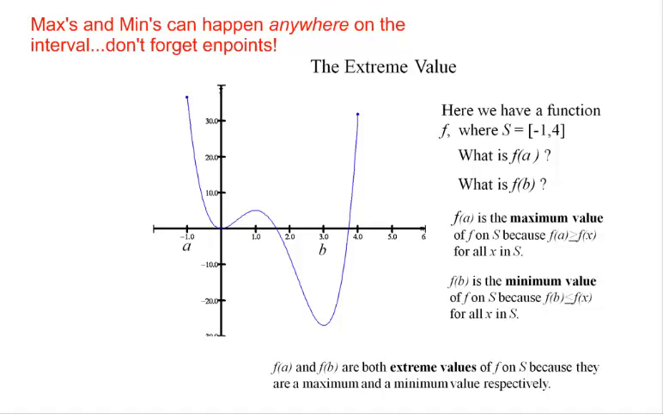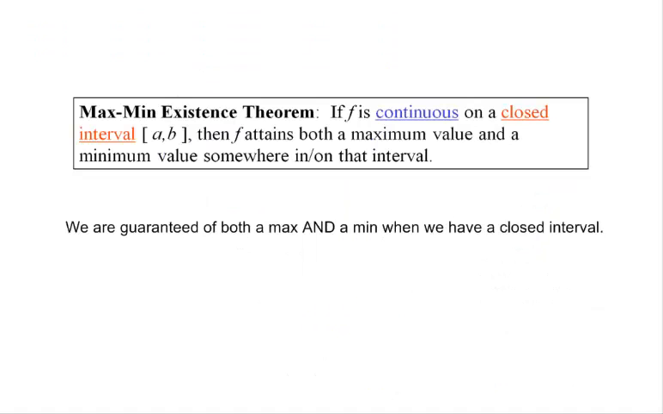I find that when we do word problems, students don't have any trouble looking for where the derivative equals 0, or maybe even where the derivative does not exist. Remember those stationary points and singular points. But the one critical point that students repeatedly forget to check are the endpoints. So make sure that you remember maximums and minimums can happen anywhere on an interval. And if we are on a closed interval, you must check the endpoints because your extreme value could happen there.